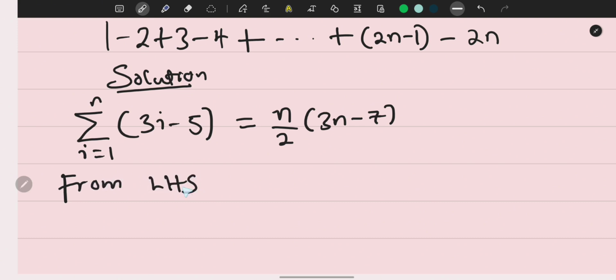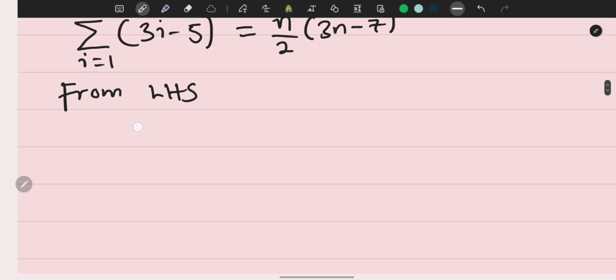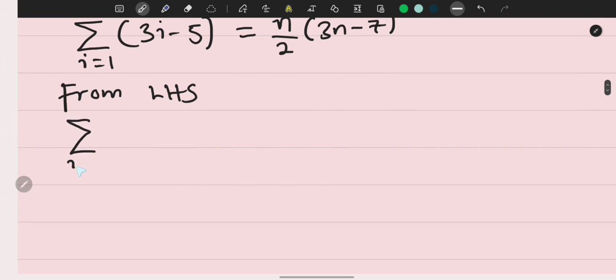that's where we have to start from, because whenever you are asked to prove, you need to start from one of the sides, either the left hand side or the right hand side. But in this case, you need to start from the left hand side. All right, and what do we have there? We have the summation i from 1 to n of 3i minus 5.